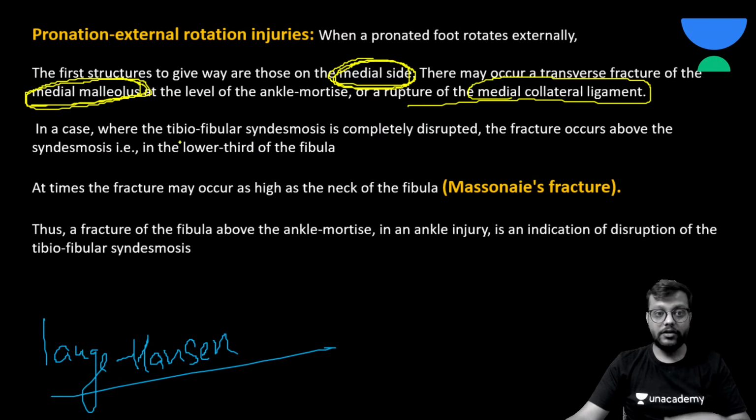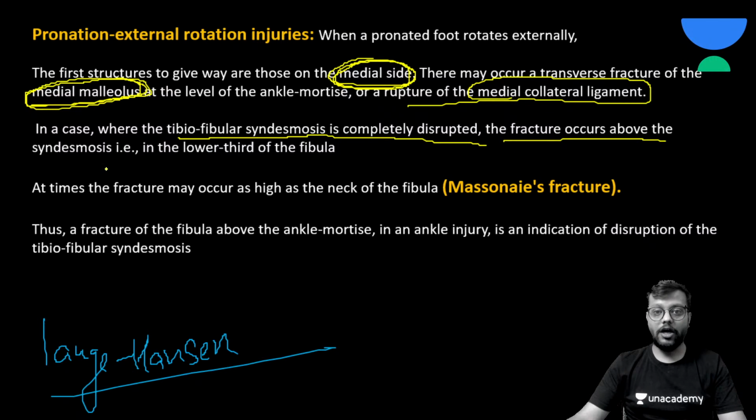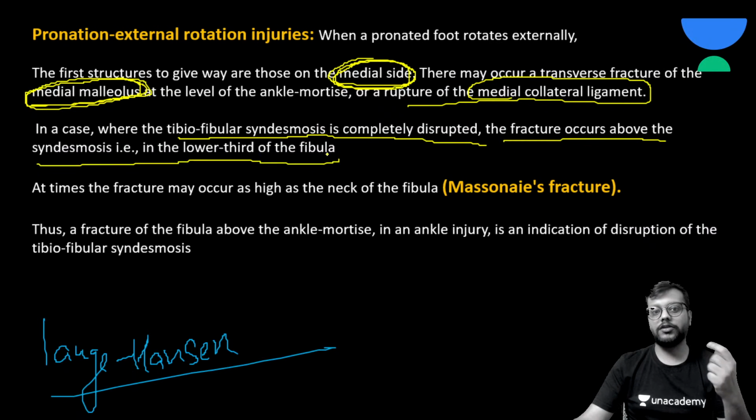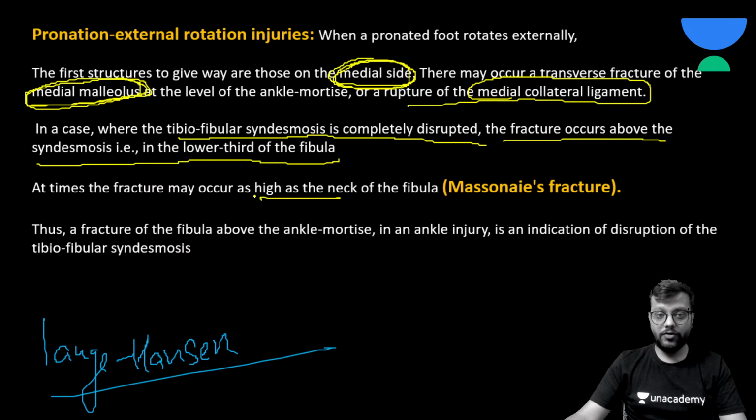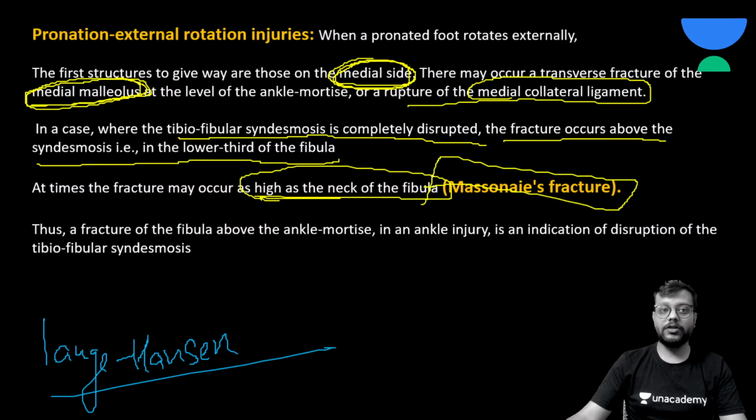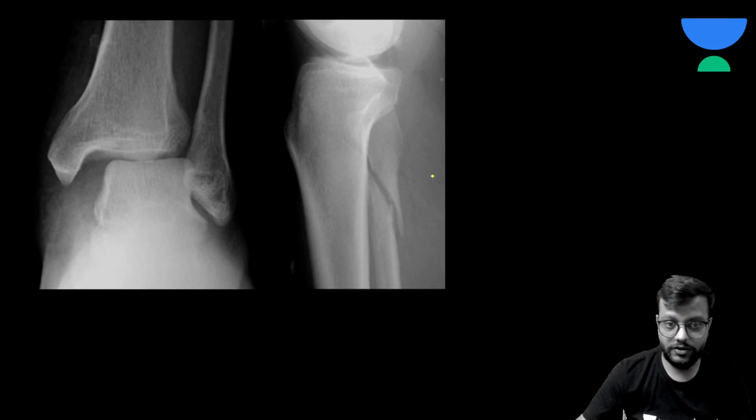ओके, और if the tibiofibular syndesmotic joint is also disrupted. The fracture occurs above this syndesmosis also, that is in the distal 1/3 of the fibula, है ना. सो नेक ऑफ द फिबुला का जो फ्रैक्चर होता है वो भी इसके साथ एसोसिएटेड होता है इंजरीज ऑफ द एंकल के साथ, जिसको बोलते हैं बहुत इंपॉर्टेंट मेसोनीज फ्रैक्चर.